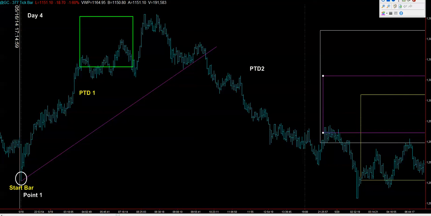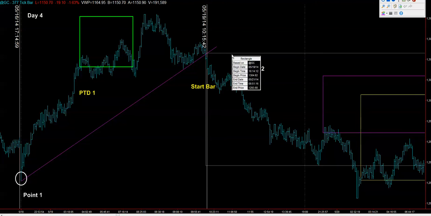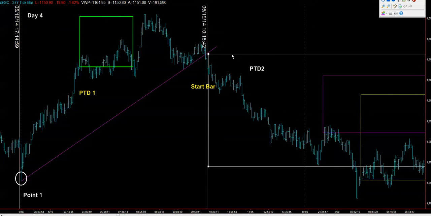We mark the entry point as start bar for the next trade if there is one, and we put that over here, and we now use PTD2, and of course that does not materialize. No trade. That's our trading for day 4.